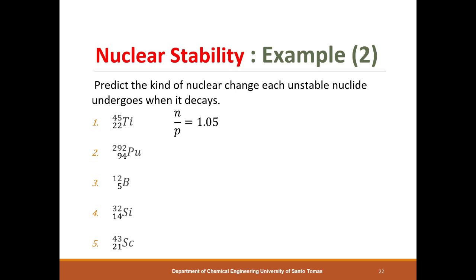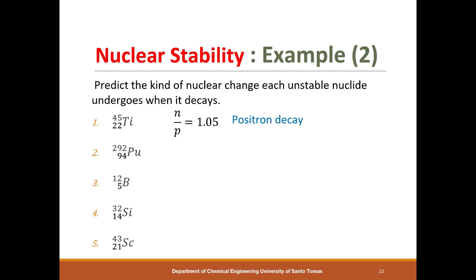Nuclei that have low neutron-to-proton ratios decay by converting a proton to a neutron, and this can be done through positron emission or electron capture. By positron emission, it converts a proton to a neutron and a positron, and by electron capture, it converts a proton and a core electron to a neutron. In this case, both are observed, with positron emission occurring about 86% of the time and electron capture about 14% of the time.